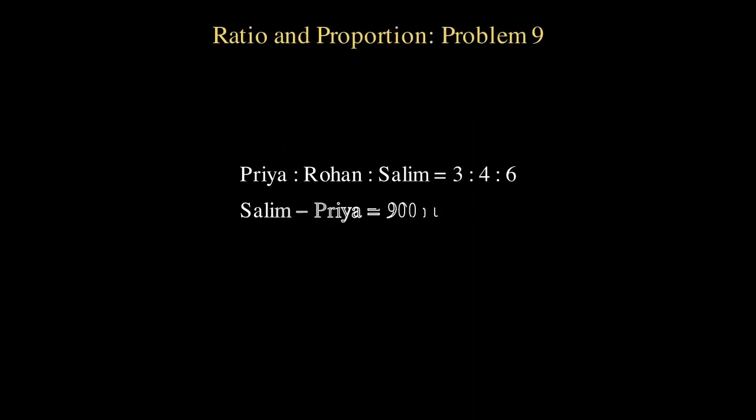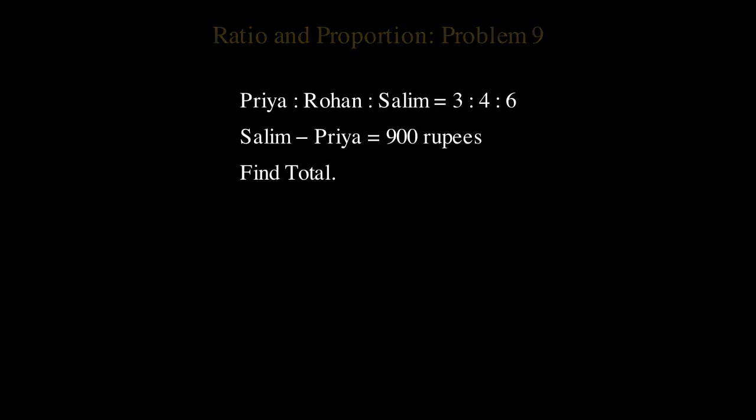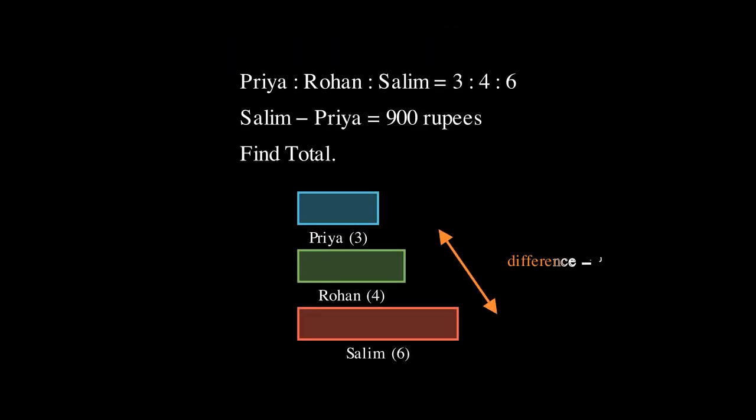A sum of money is divided among 3 friends, Priya, Rohan, and Salim, in the ratio 3 is to 4 is to 6. Salim gets 900 rupees more than Priya. Find the total sum of money. Here we don't know the total directly, but we know the real difference between 2 people's shares, so we first find how many parts that difference covers and use that to find the value of 1 part.